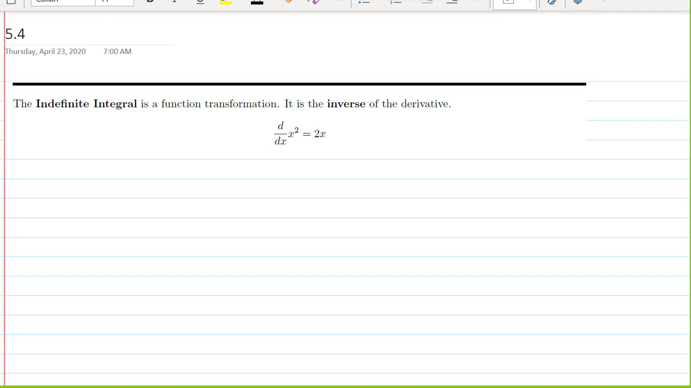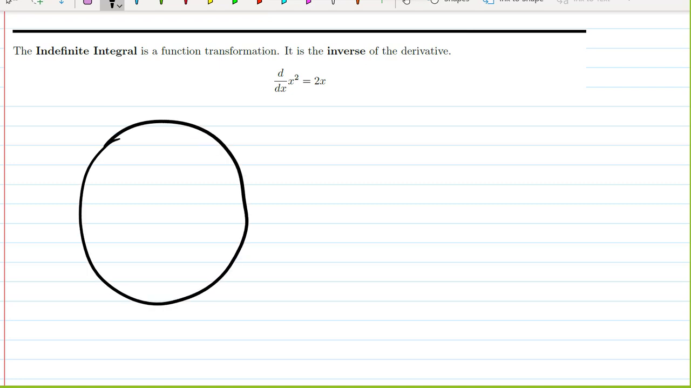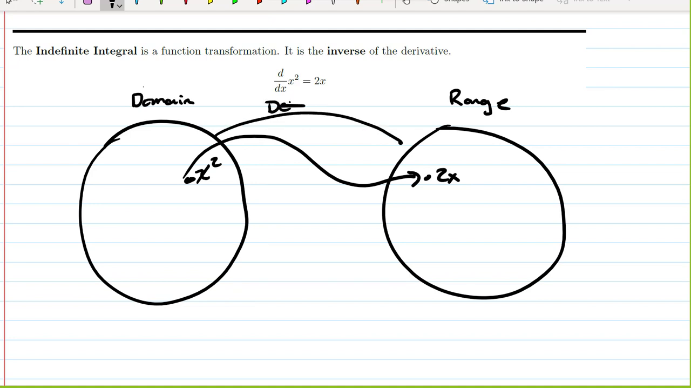So the indefinite integral is going to be a little bit different. The indefinite integral is a function transformation, and it is the inverse of the transformation that is the derivative. So we know, for example, that the derivative d/dx of x squared is equal to 2x. So if we think of this as our domain, and then over here we have our range, if I had the function x squared, it would get mapped to its derivative. So this is our derivative.